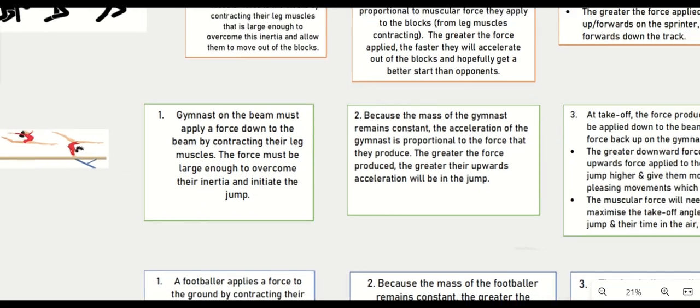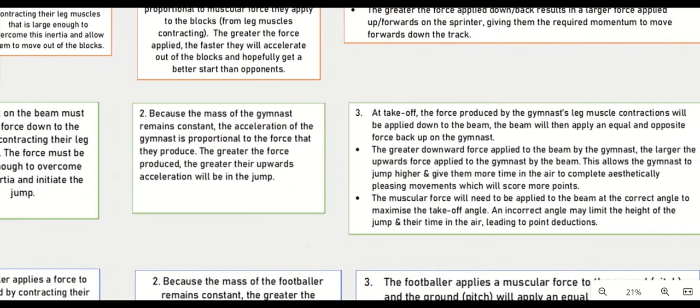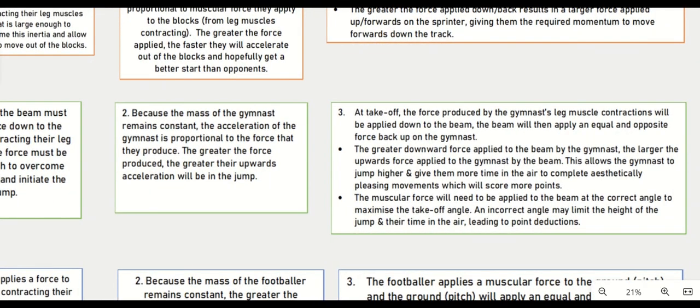And then finally at takeoff, for the third law, the gymnast's leg muscles contract and push down onto the beam, and the beam then applies an equal and opposite force back up onto the gymnast. We already know that the greater the downward force applied to the beam, the larger the upwards force applied by the beam to the gymnast. And this gives her time to jump up into the air higher, gives her more time in the air to complete those aesthetically pleasing movements, which will score her more points.